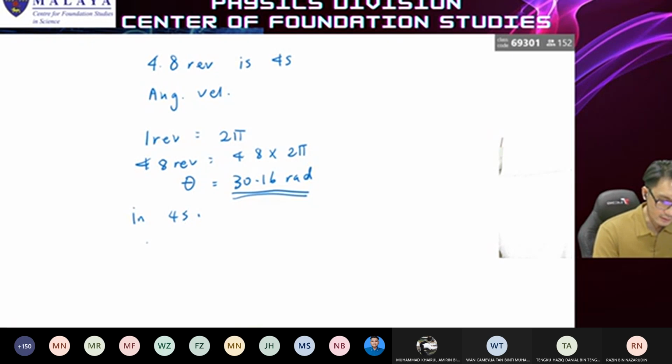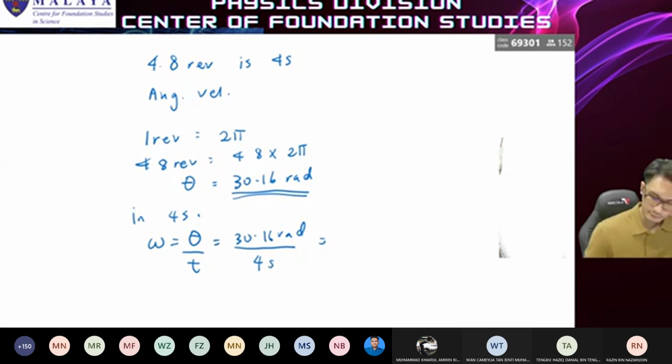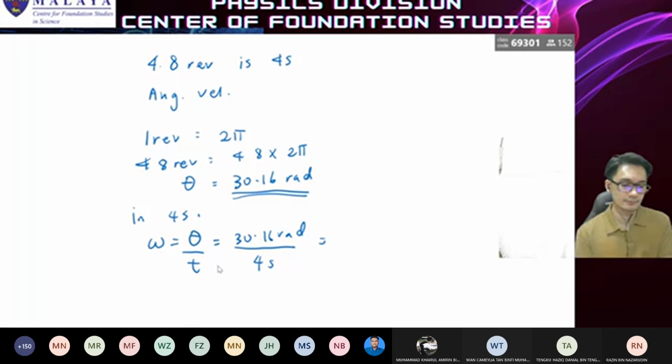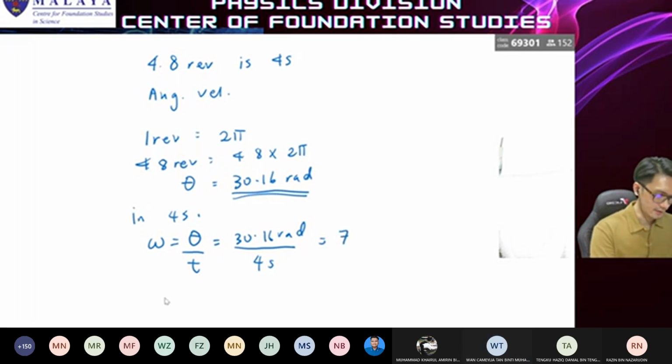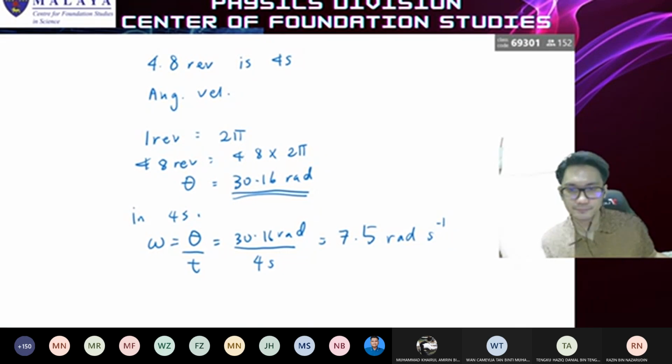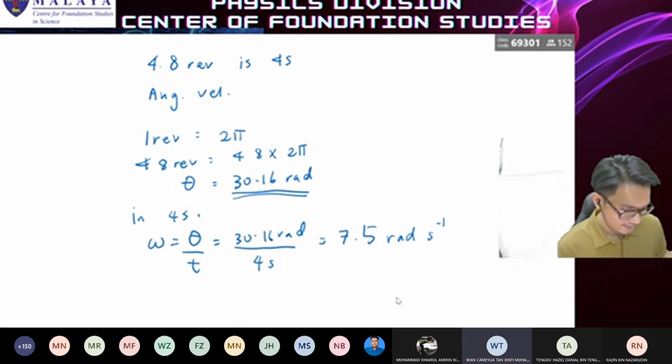So we know that angular velocity ataupun omega is equal to angular displacement divided by time. Then we already calculated for angular displacement, which is 30.16 radian, and then we divide by the time. The time is 4 seconds. So apa jawapan dia? Anyone yang kira? 7.5 radian per second. Ya, senang kan? Senang. Okay. Alright, next.